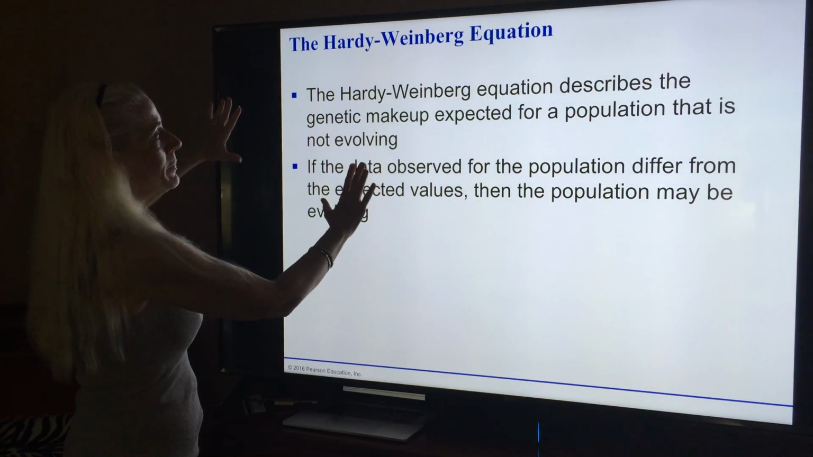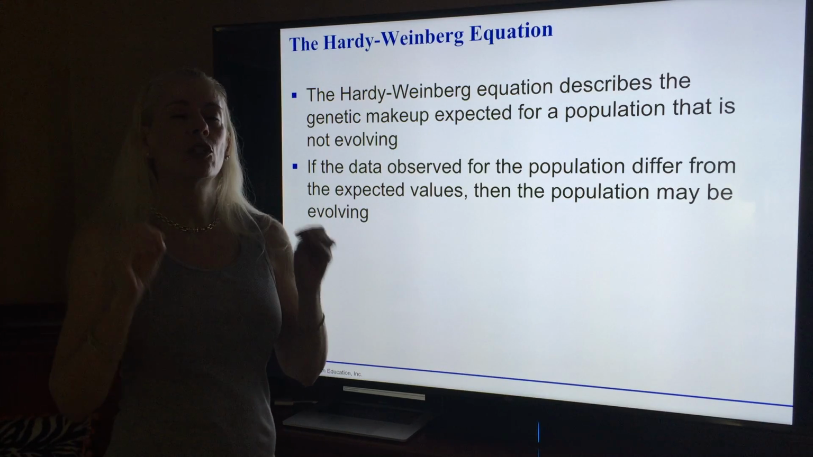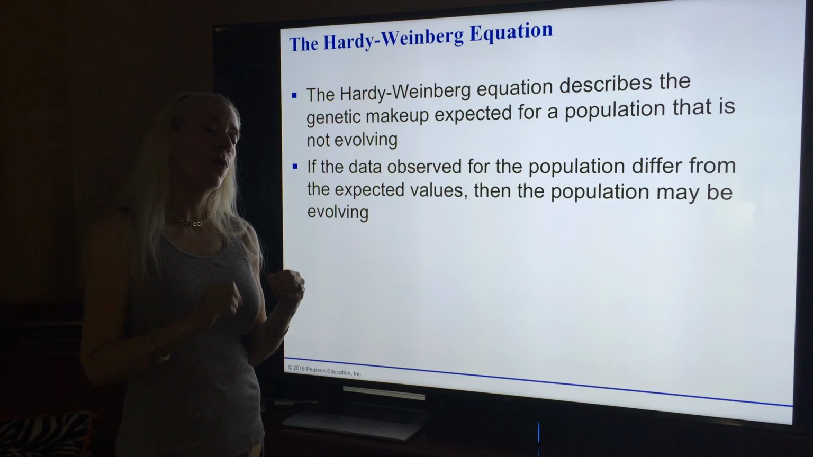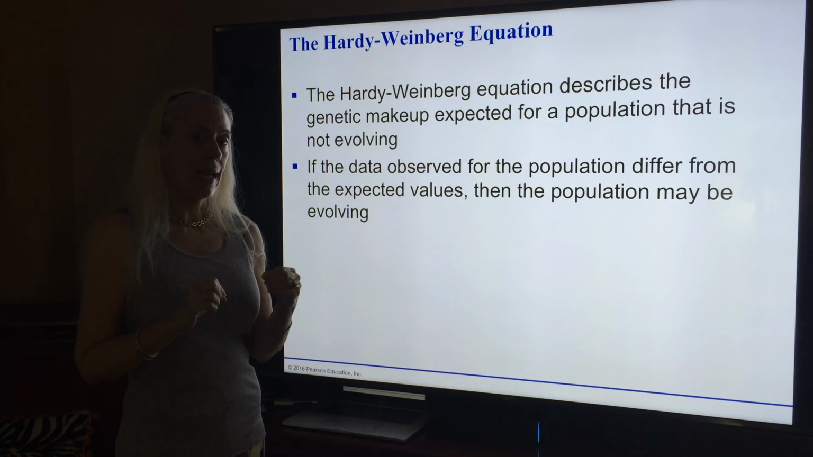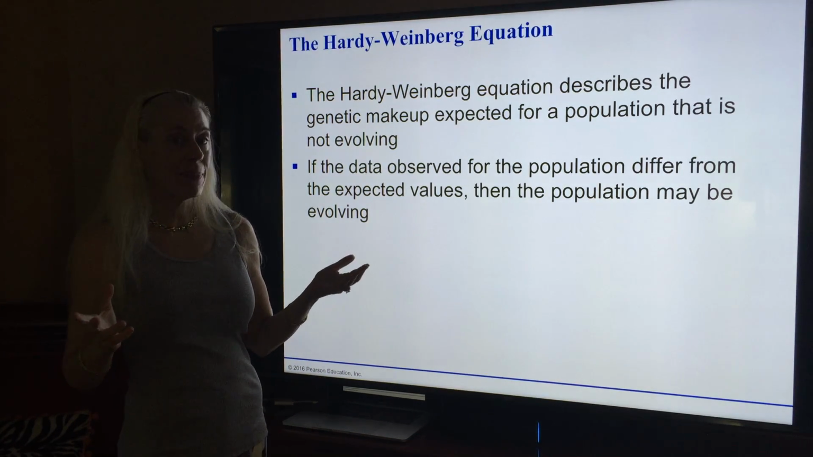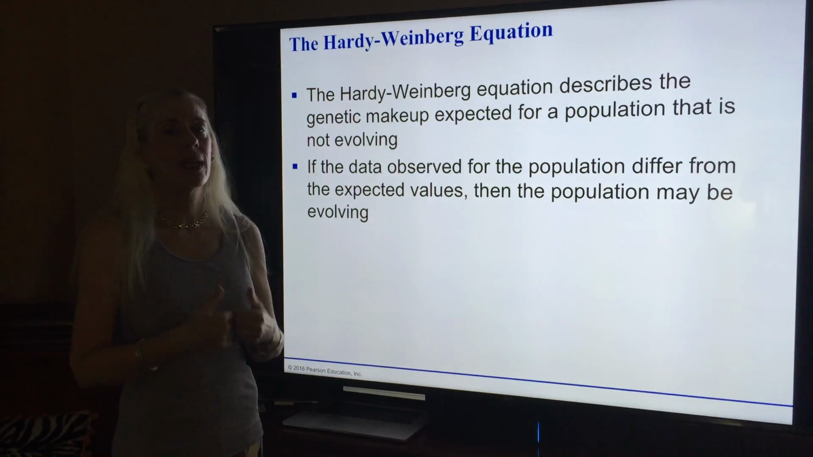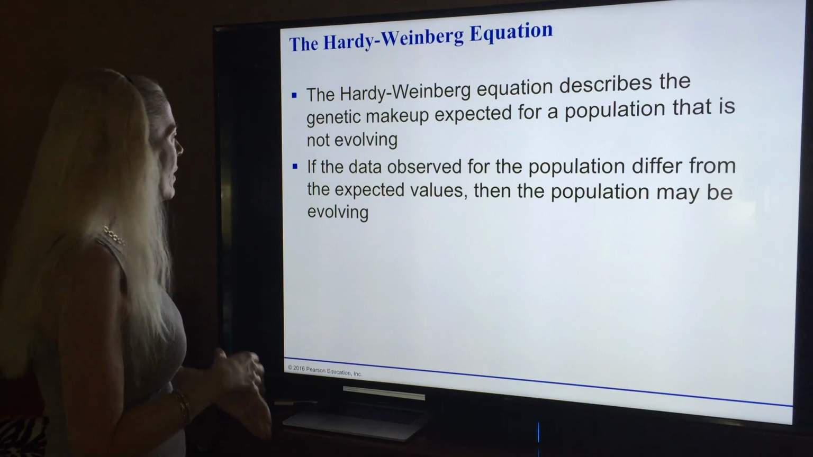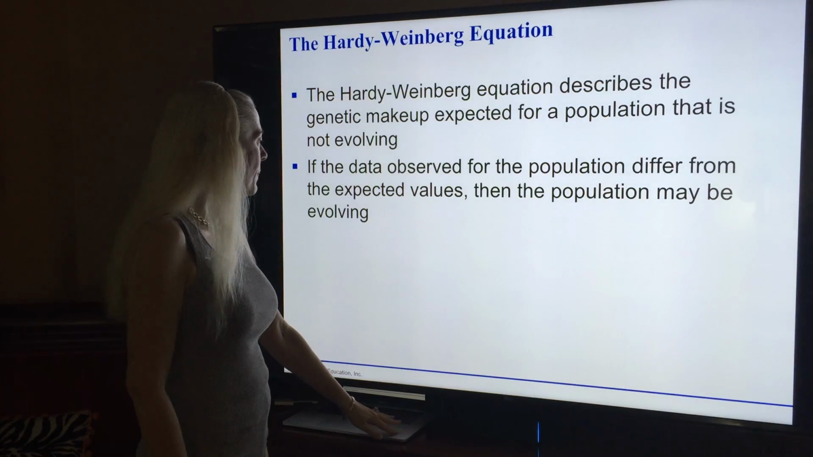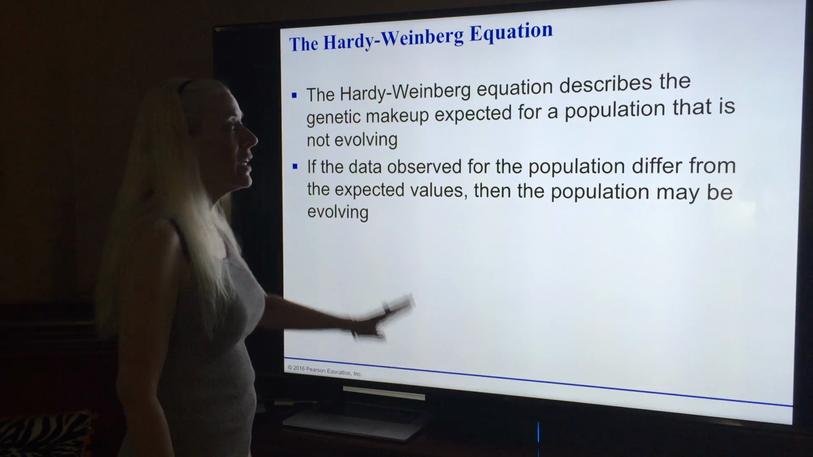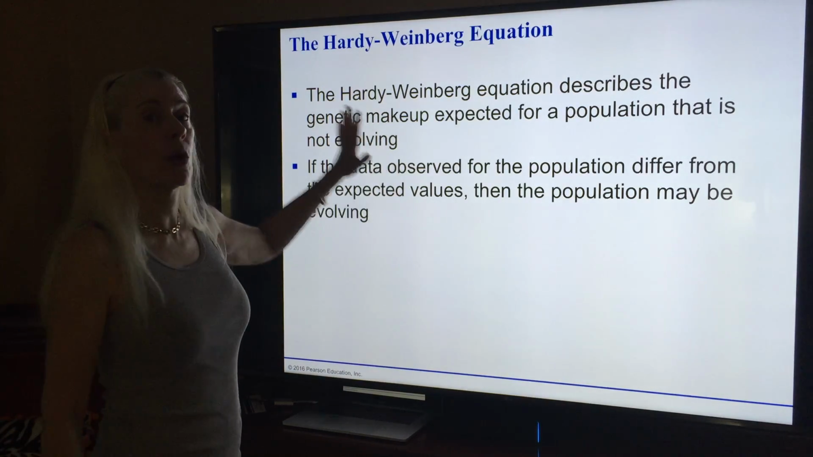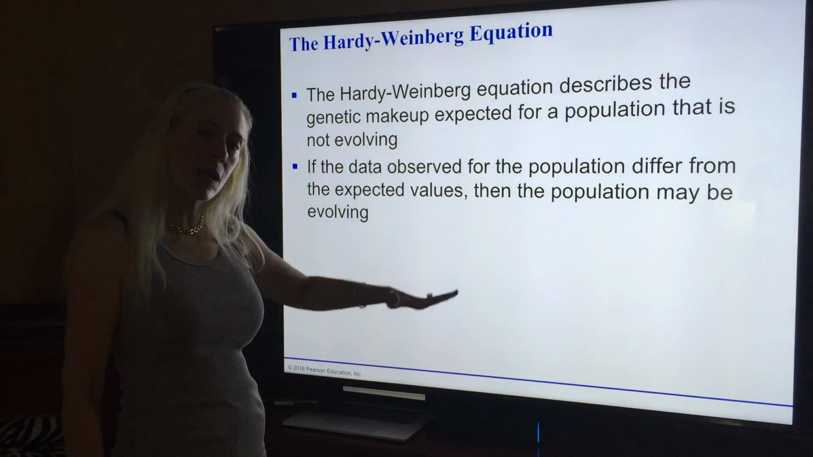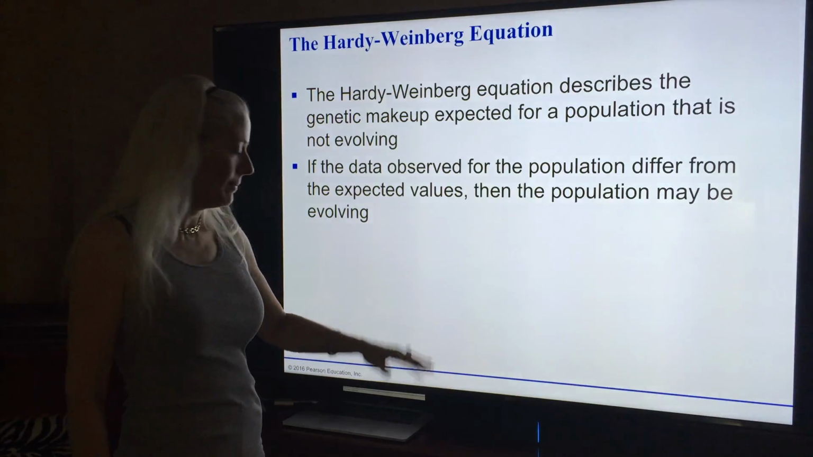So, Hardy-Weinberg describes populations not evolving. So you're going to have to know the rules that are involved for a Hardy-Weinberg situation. And when you look at them, you're going to be like, that never happens. Yes! It's like a theoretical calculation. So if the data observed for the population differ from the expected values, then the population may be evolving. If it doesn't come out to what Hardy-Weinberg says, because Hardy-Weinberg says in a non-evolving population, then you go with the assumption that your population is evolving.